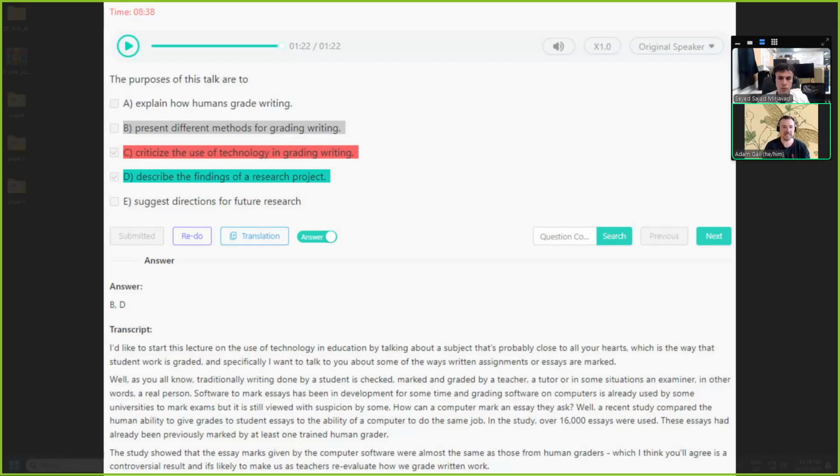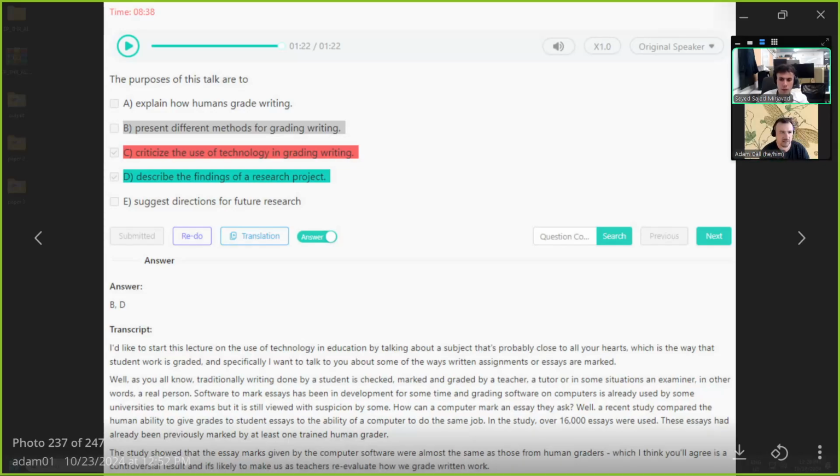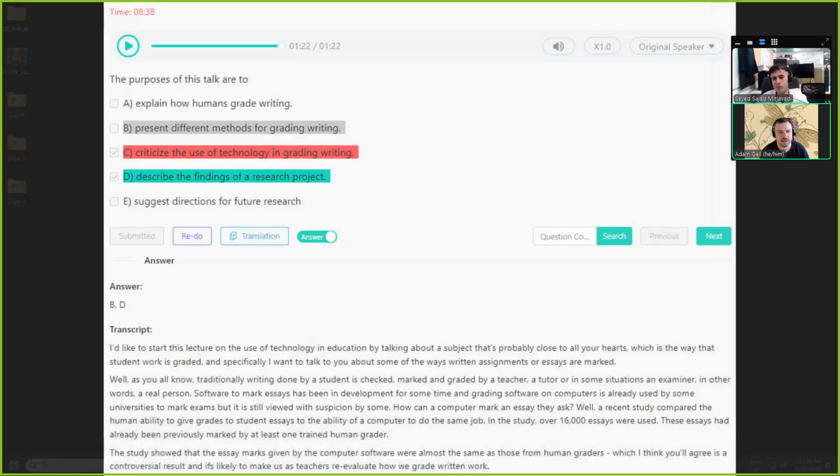And he's not really explaining how we do it. That's not really the purpose of the talk, even though he does mention how it's typically done. So, yes, the study showed that the essay marks given by the computer software were almost the same as those from human graders. So that's the findings. No, it's that final bit. But the research project is explained before that, and then the findings.